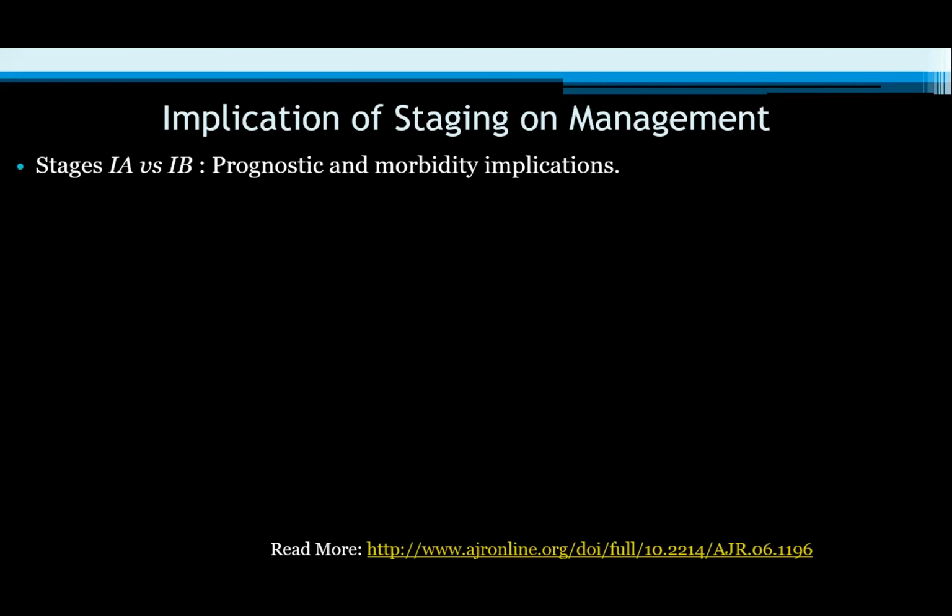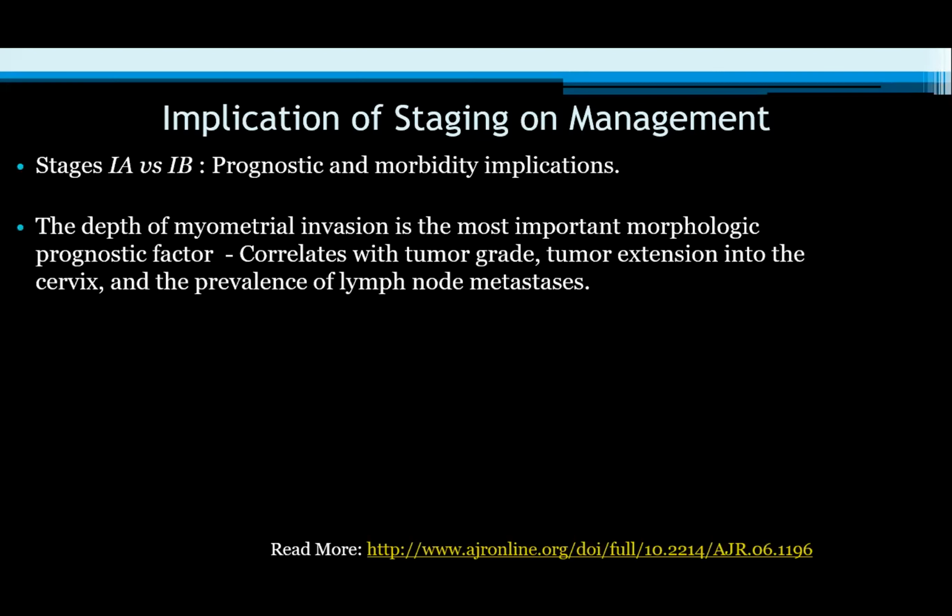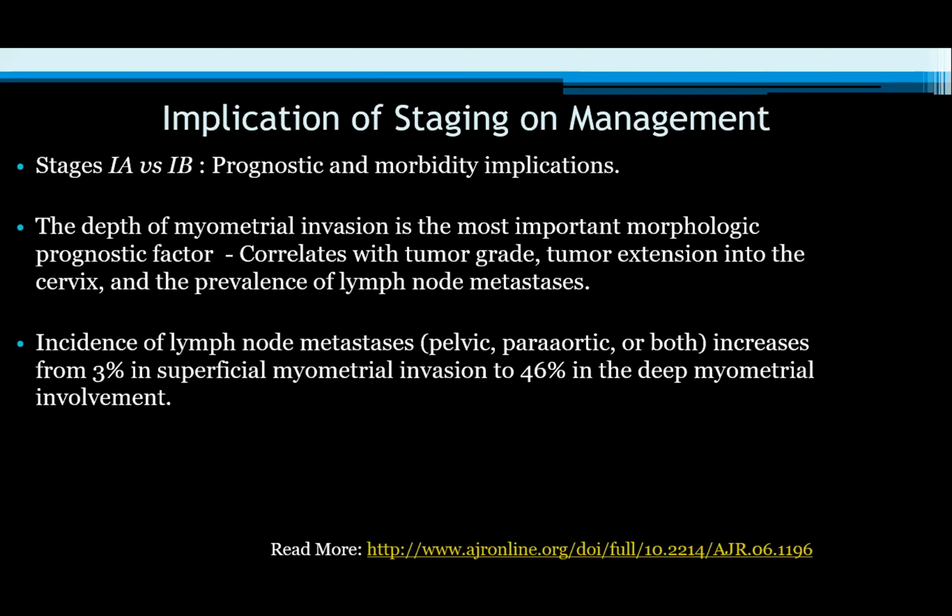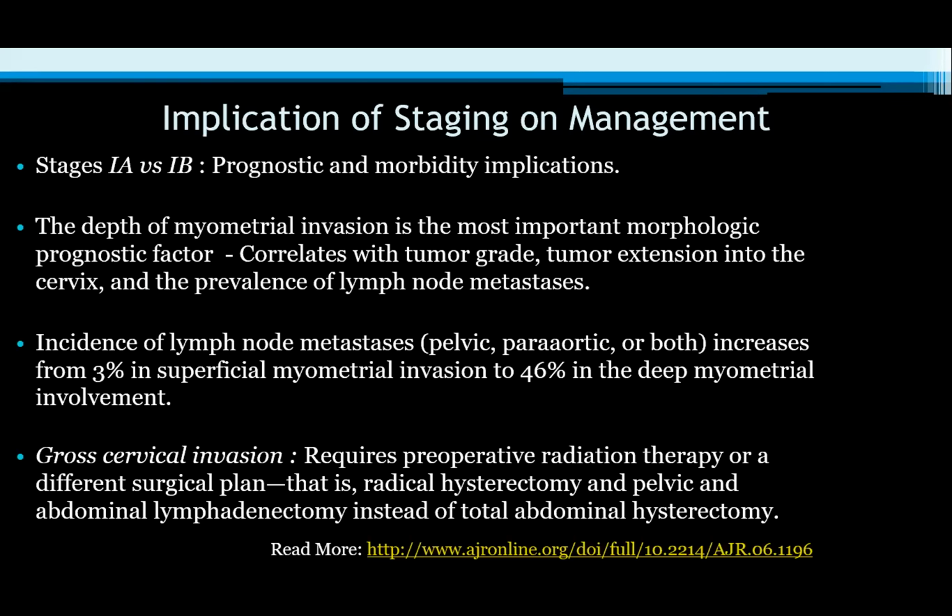So implication: stages 1A versus 1B has prognostic and morbidity implications. The depth of myometrial invasion is the most important morphological prognostic marker, which correlates with the tumor grade, tumor extension into the cervix, and prevalence of lymph node metastasis. Incidence of lymph node metastasis increases from 3% in superficial myometrial invasion, that is stage 1A, to 46% in deep myometrial invasion, that is stage 1B. Gross cervical invasion requires preoperative radiation therapy or a different surgical plan like radical hysterectomy with pelvic and abdominal lymphadenectomy instead of total abdominal hysterectomy.